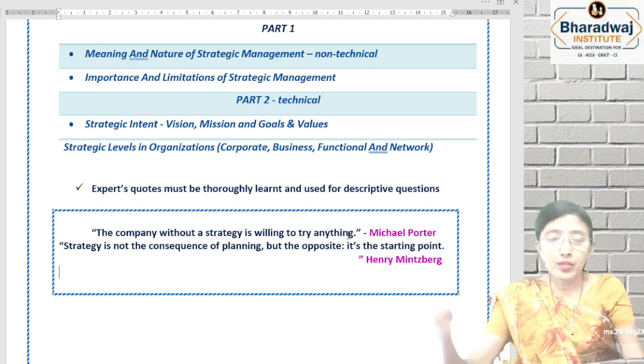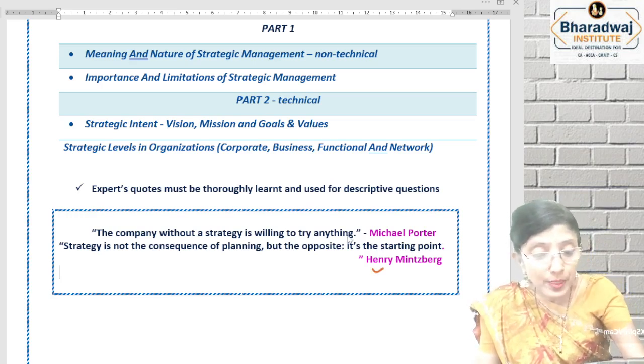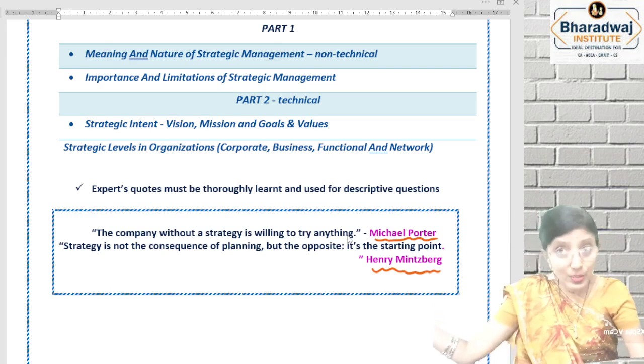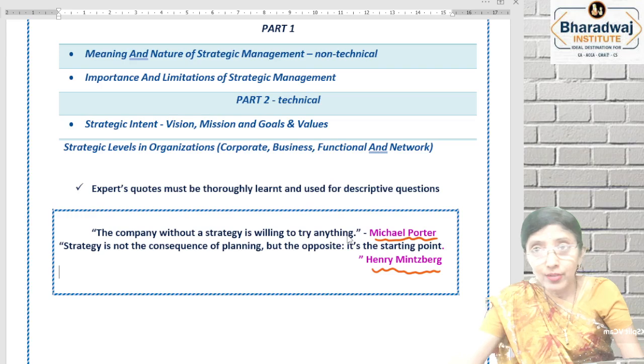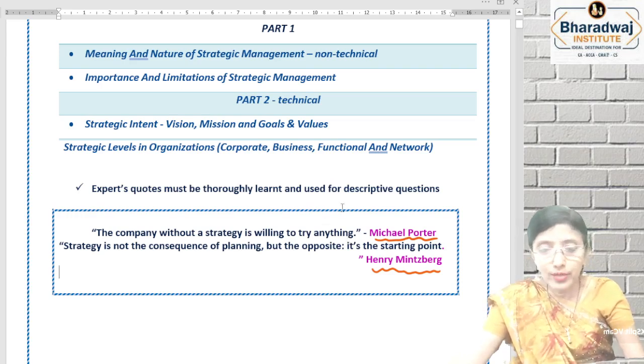Chapter 1, the quote of Michael Porter and Henry Mintzberg, because they are experts whose contribution is phenomenal as far as SM is concerned. You have Michael Porter's framework also. You know that, isn't it? Value chain analysis, Michael Porter's 5 forces model. I'm going to give that as important.